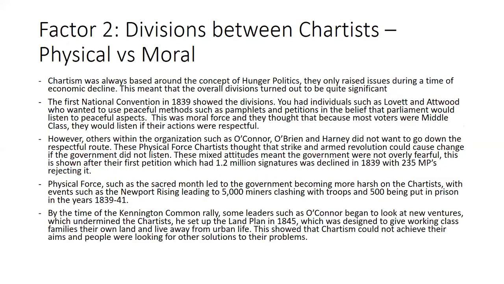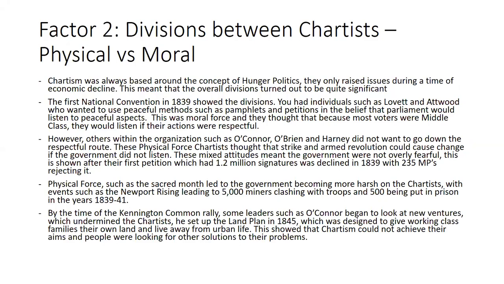Another reason why the Chartists failed to achieve the aims of their charter was because they were significantly divided themselves. Chartism is split into two ideas: physical force Chartism and moral force Chartism. The big thing with Chartism is it was always based around the concept of hunger politics. When the economy was bad, the Chartists popped up. So the divisions turned out to be quite significant on the grand scheme of things.